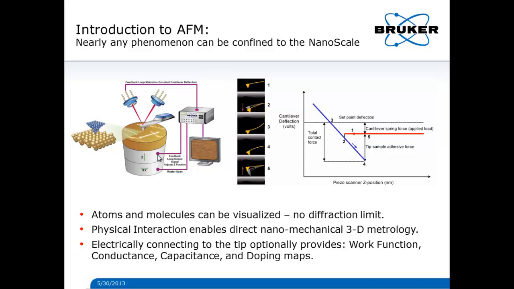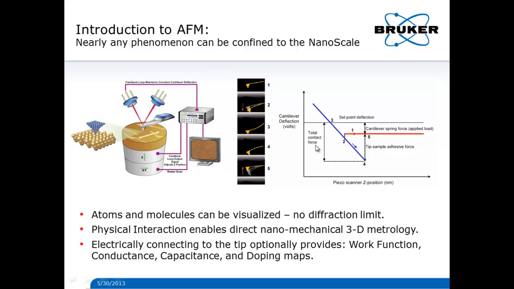The sharp probes in close proximity to the surface used in AFM allow many phenomena to be localized at the nanoscale, and this allows mapping of sample topography and properties. For example, atoms and molecules can be visualized. This is at length scales far below the diffraction limit of light. Physical interaction between the tip and sample enables direct nanomechanical 3D metrology.